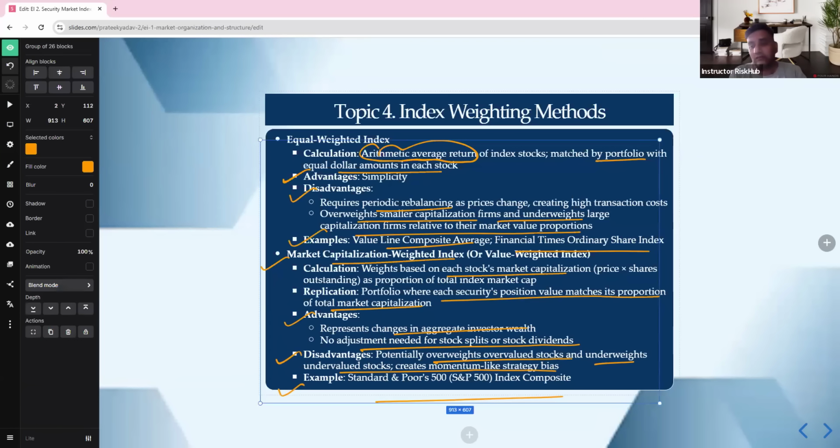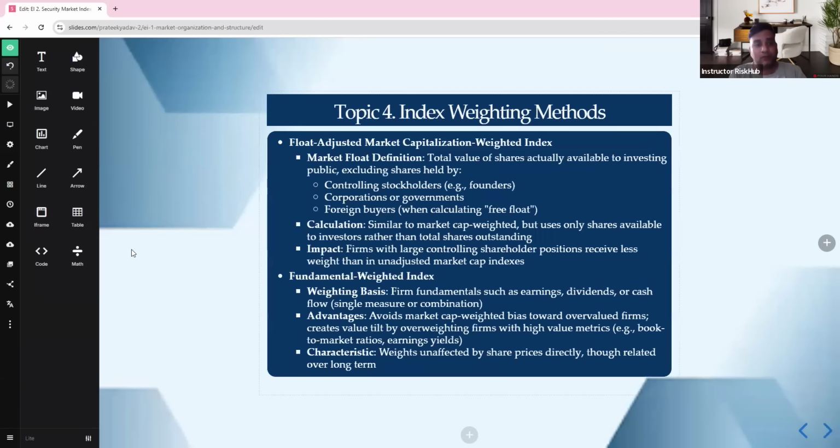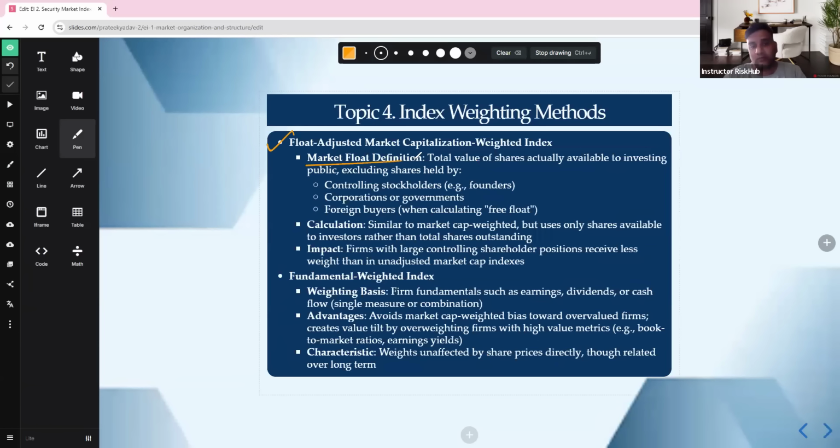And then we move ahead. Your float adjusted market cap, right? Market float definition: total value of shares actually available to the investing public, excluding shares held by controlling stockholders, corporations, governments, foreign buyers. Calculation is similar to market cap weighted, but uses only shares available to investors rather than total shares outstanding. Impact: a firm with a large controlling shareholder position receives less weight than in an unadjusted market cap index.